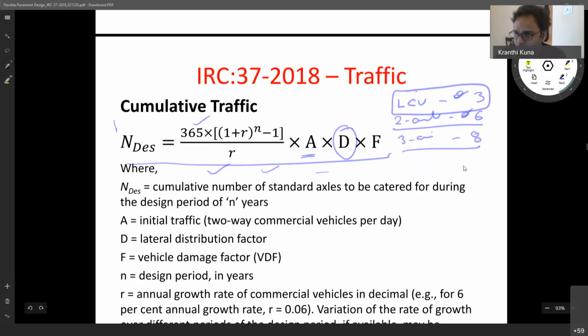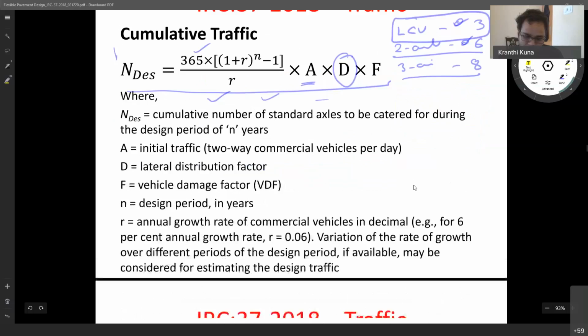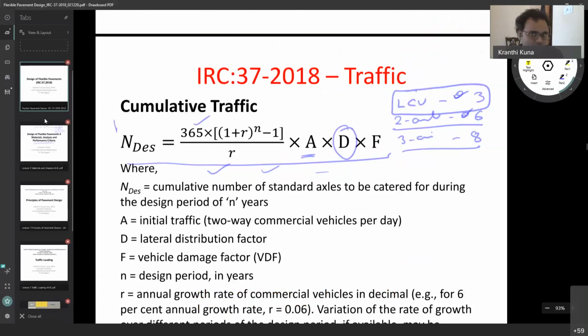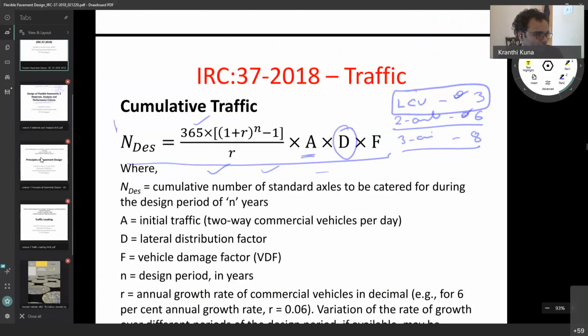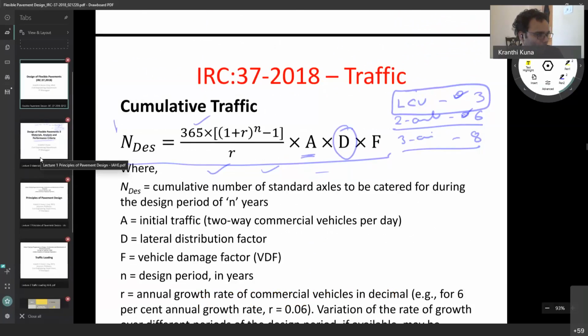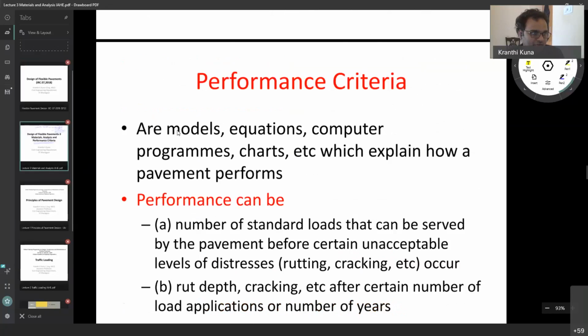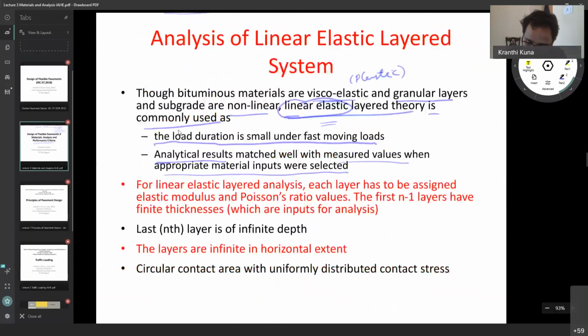Okay, hope most of you are back. So far, I think we discussed material inputs as well, and how the pavement analysis works, what the output is, and why we are choosing the linear elastic model, linear elastic theory, for analysis. That we have discussed.